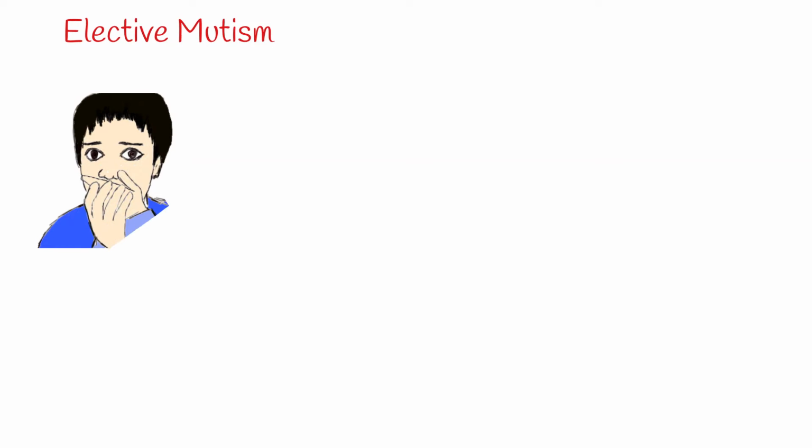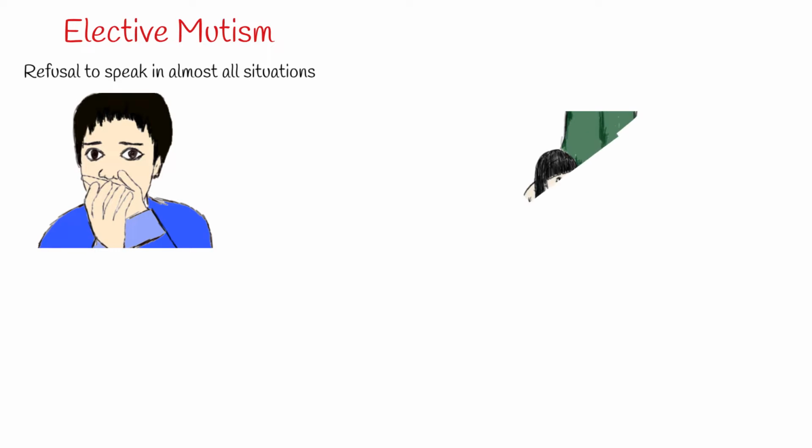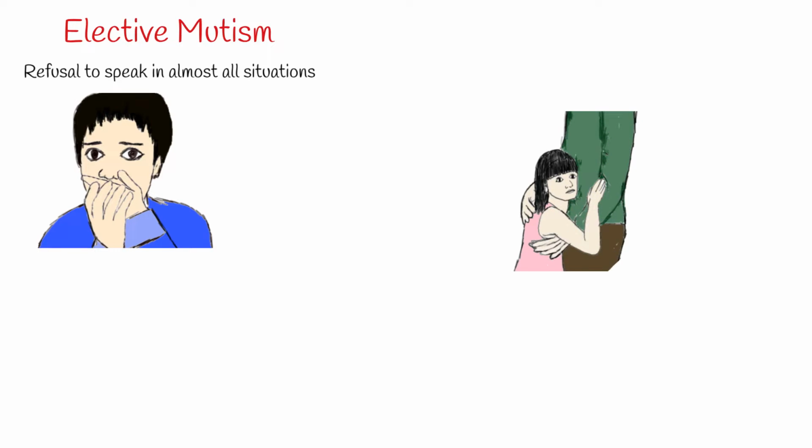Elective mutism is a condition when a person has the ability to speak, but doesn't speak in almost all social situations. Classically, elective mutism was described as a continuous refusal to speak in almost all social situations despite normal ability to speak. Such cases are described in books and movies. But medically such kind of mutism is not supported and the term itself is outdated.